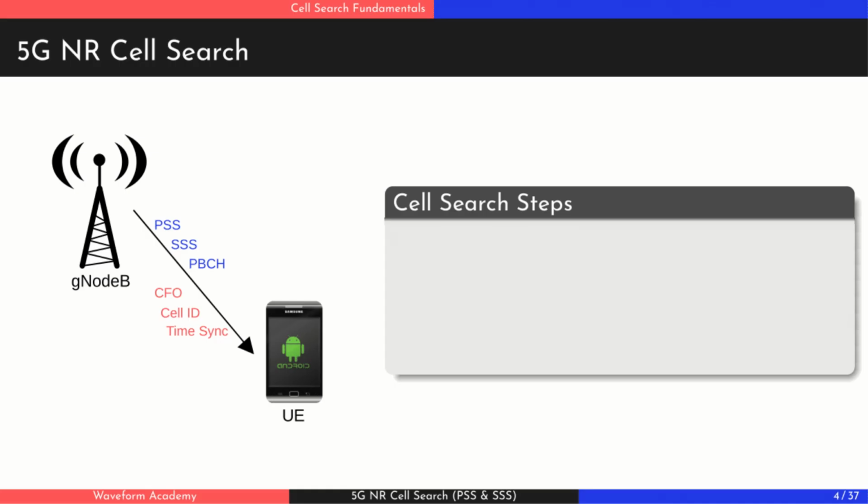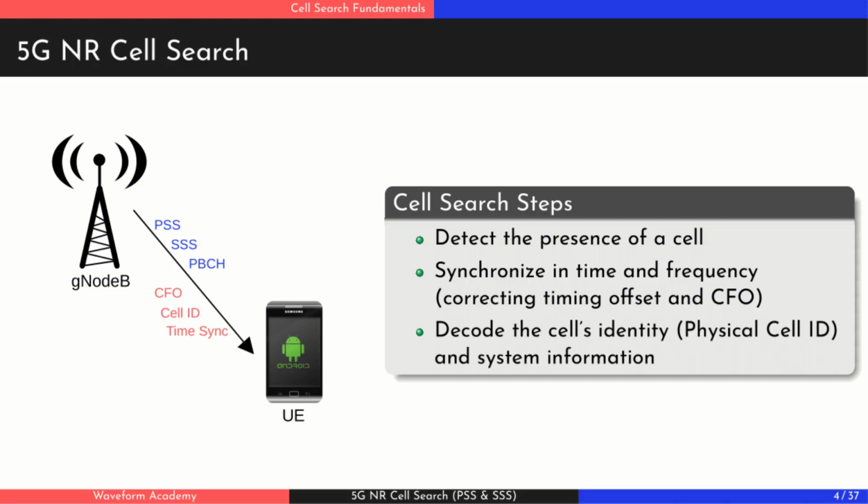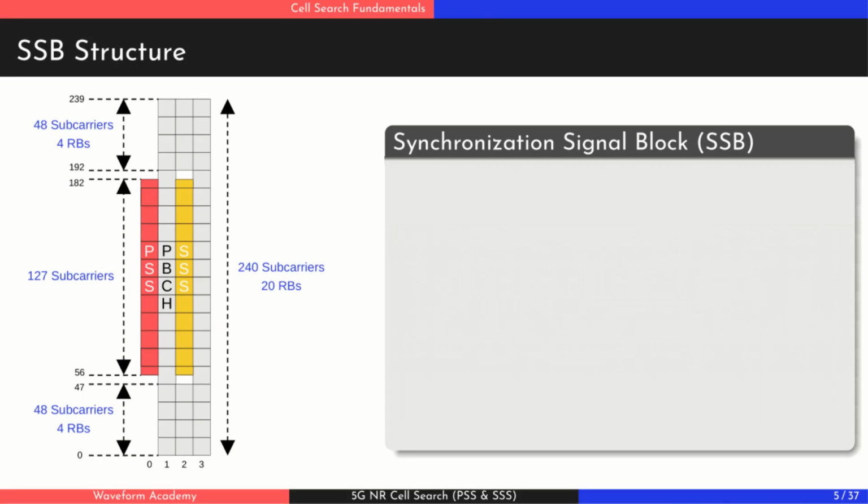Cell search is the process by which a UE identifies a cell before any actual data connection is established. This involves three key steps: detecting the presence of a cell, synchronizing in both time and frequency, and identifying its identity. To support this, 5G cells periodically transmit two key signals within the synchronization signal block.